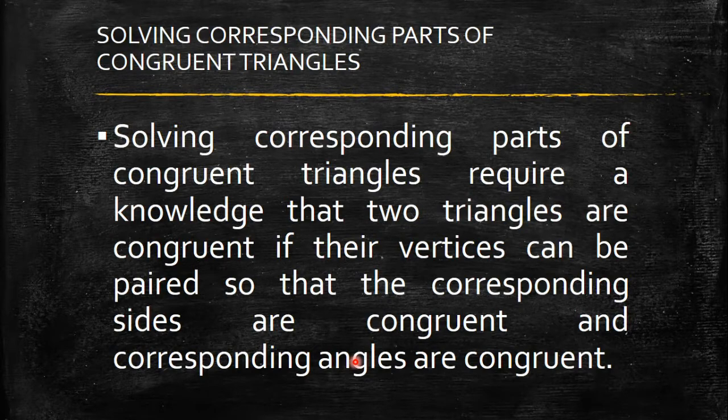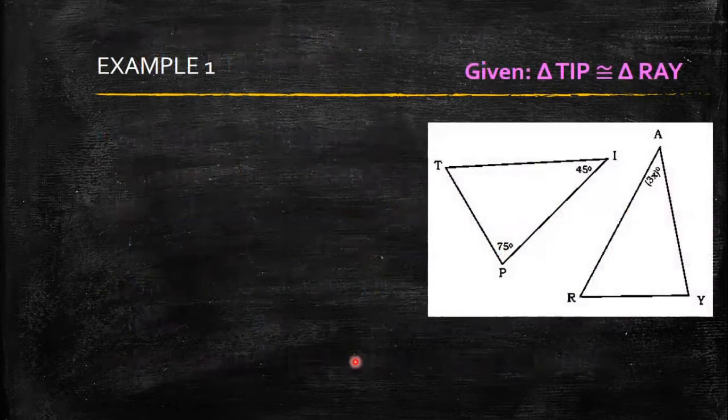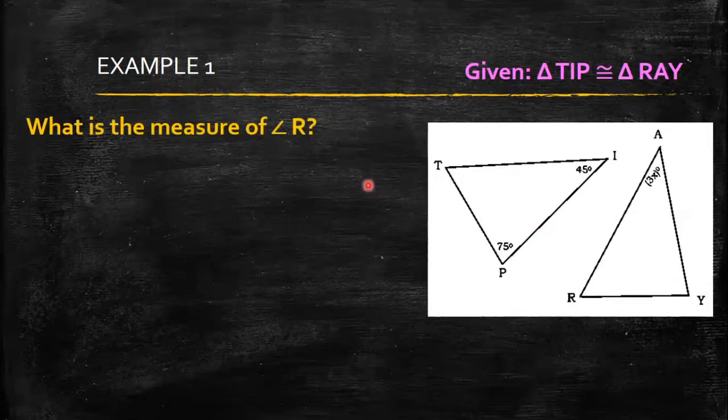Solving corresponding parts of congruent triangles requires a knowledge that two triangles are congruent if their vertices can be paired so that the corresponding sides are congruent and the corresponding angles are congruent. Example number 1, given triangle TIP is congruent to triangle RAY. What is the measure of angle R?